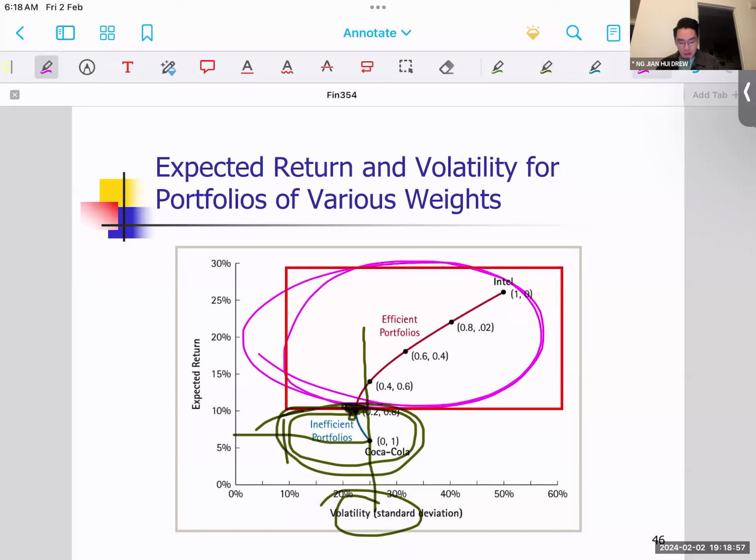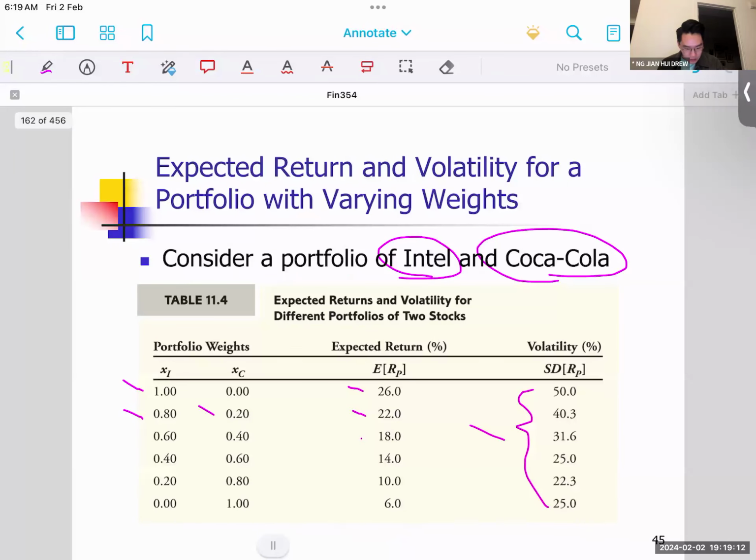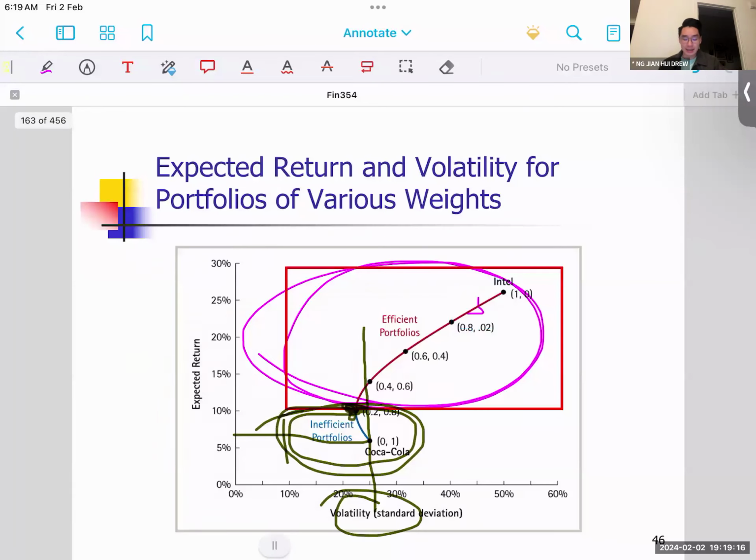And of course, it need not only be 80-20. It can be 80.5%, it can be here, it can be here. So there are a lot of portfolios. It's not only 1, 2, 3, 4, 5, 6, not only 6 points on the graph, because there is the full range. It can be many points here.